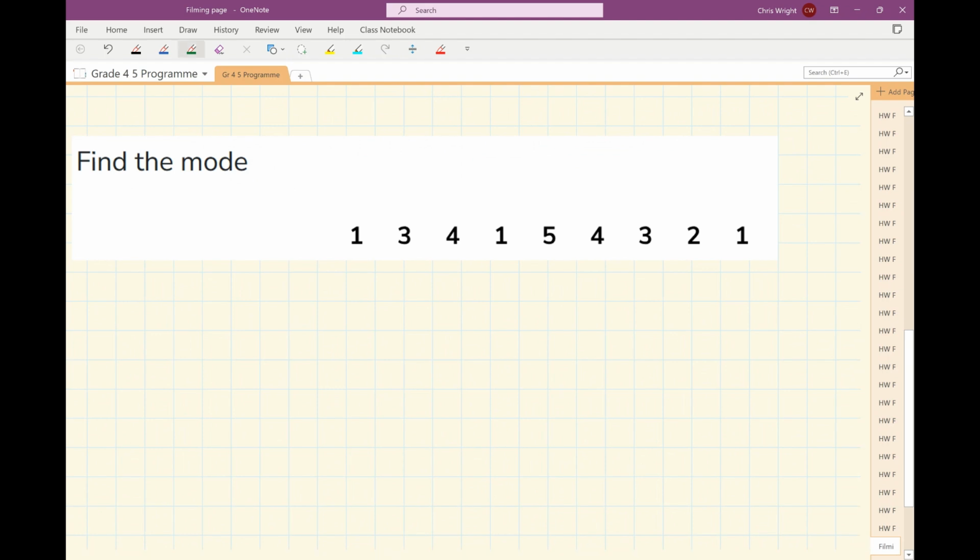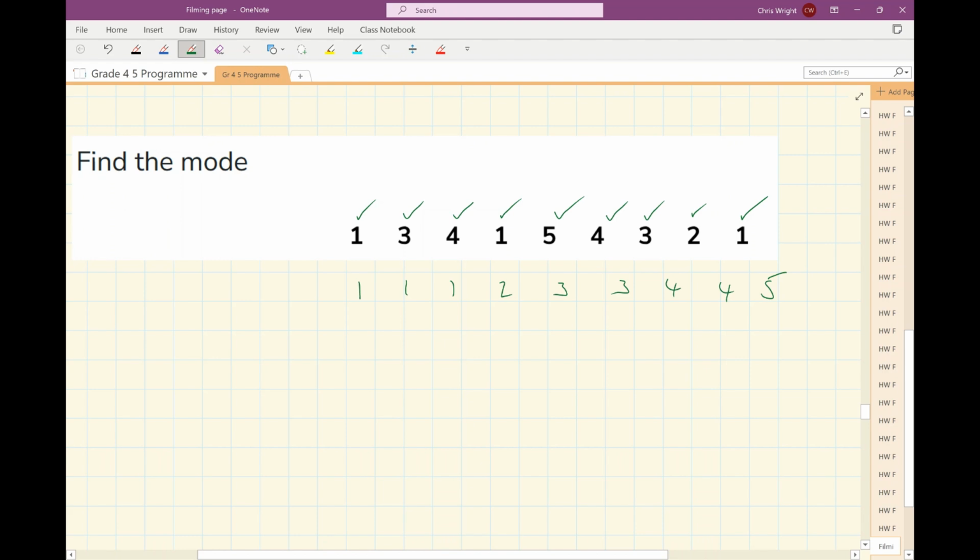Right, now the mode is the one that you see the most. Now often it's easiest to find the mode if you've got the numbers in order. So I'm going to put the numbers in order. I've got one there, there's another one there, there's another one there. Are there any more ones? No. There's a 2 there. Are there any more 2s? No. There's a 3 and another 3. Are there any more 3s? No, there's a 4 and another 4, and then there's a 5.